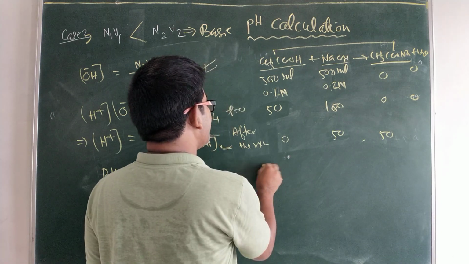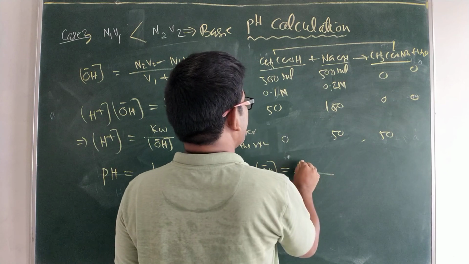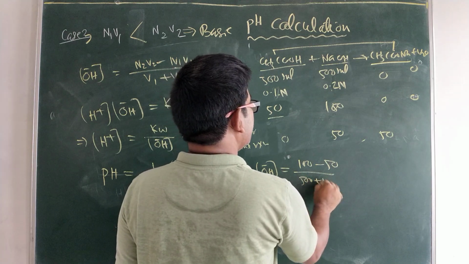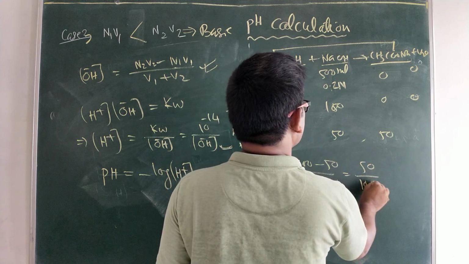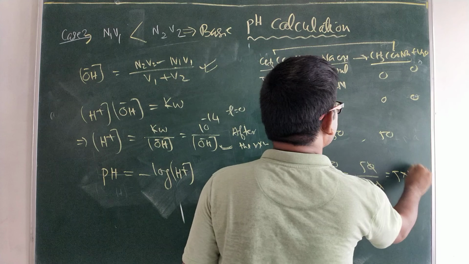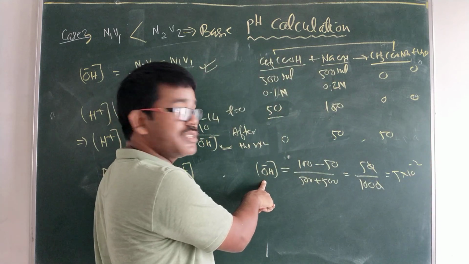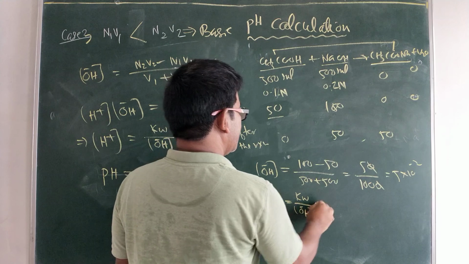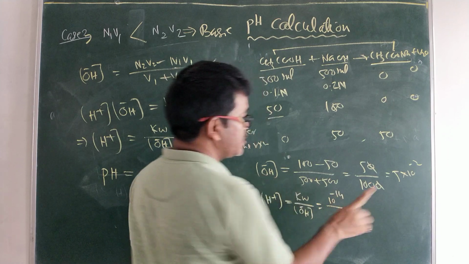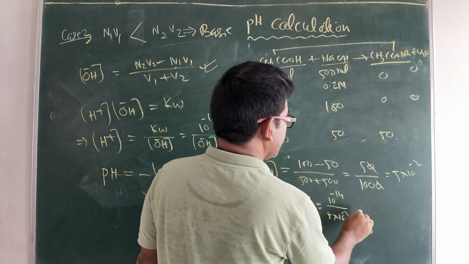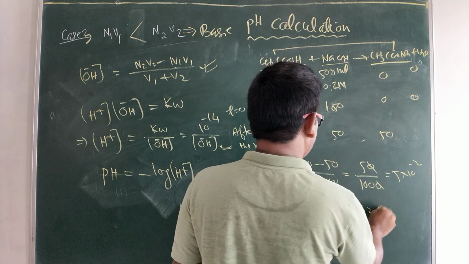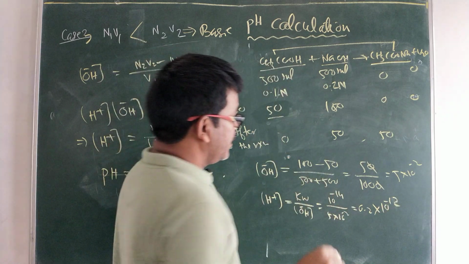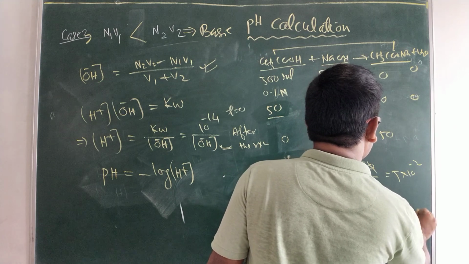Therefore, here the OH minus ion concentration is the milliequivalent of the base, that is 100, minus the milliequivalent of the acid, that is 50, divided by total volume. Total volume will be your 500 plus 500. That should be your 50 by 1000. This will be nothing but your 5 into 10 to the power minus 2. As the OH concentration is known to us, we can calculate the H plus concentration. The H plus concentration is nothing but Kw by OH minus concentration. Kw is nothing but 10 to the power minus 14. OH minus concentration, we have got here 5 into 10 to the power minus 2. Therefore, it will become 0.2 into 10 to the power minus 12, I suppose. Am I right? 10 to the power minus 12. Sure? Okay. Therefore, I can say 2 into 10 to the power minus 13.